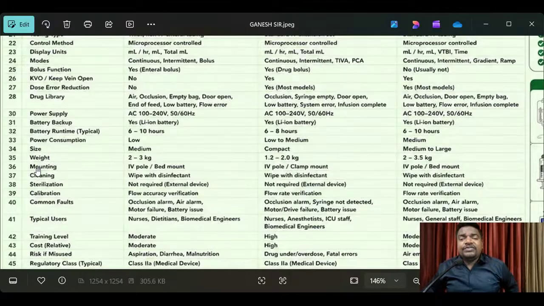Now come to the 35th point. See here, I'm going to take the comparison key point, weight. When it comes to the feeding pump, 2 to 3 kgs, the syringe pump 1.2 to 2.2 kgs, and the infusion pump 2 to 3.5 kgs. This weight depends on the internal components, internal parts, and motors, so only those make it vary. Otherwise, nothing else. But all equipment is not greater than 5 kgs. Now 35 points completed.